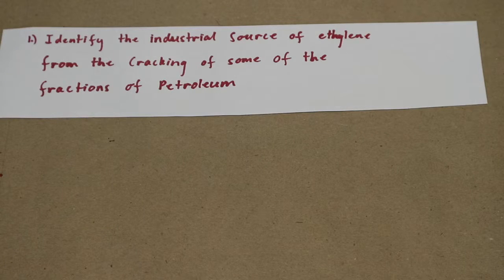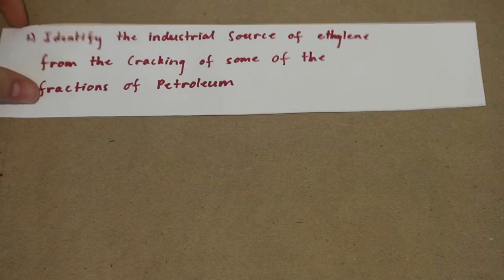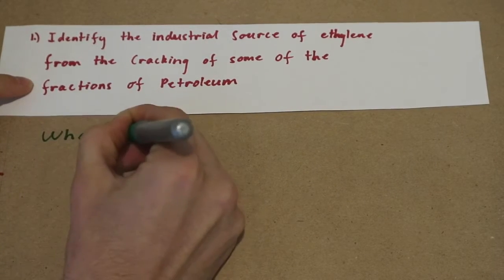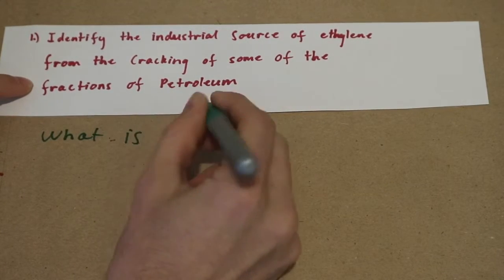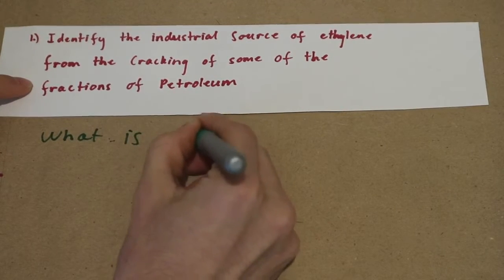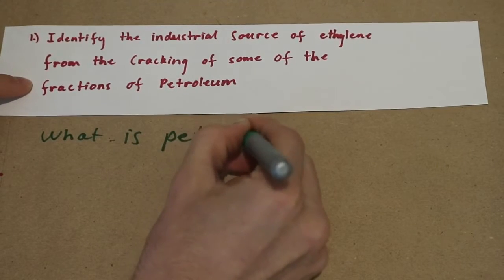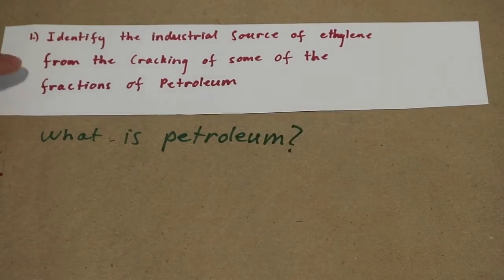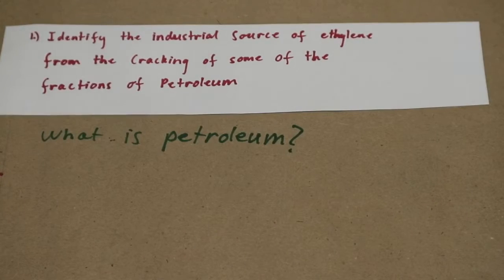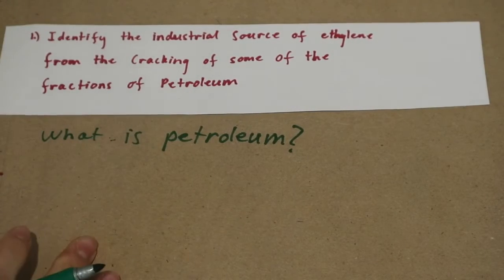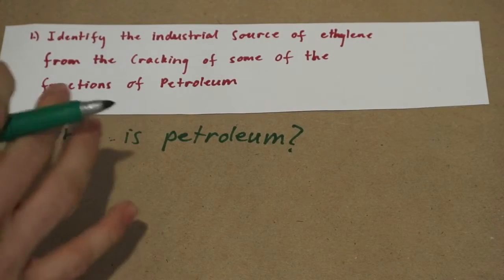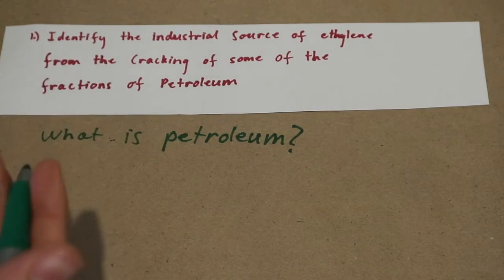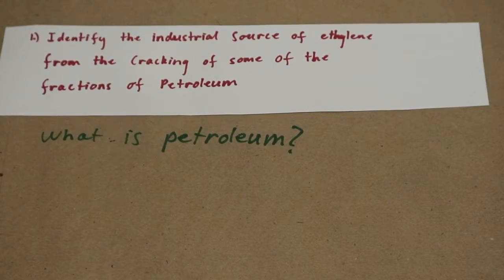Basically, let's look at what petroleum is to start with. What is petroleum? So petroleum basically is this big, horrible mixture of different types of hydrocarbons. Now, a hydrocarbon is something that is simply made out of hydrogen and made out of carbon.